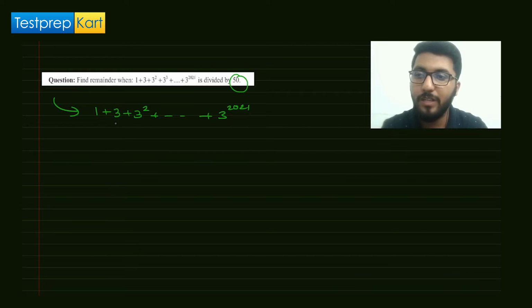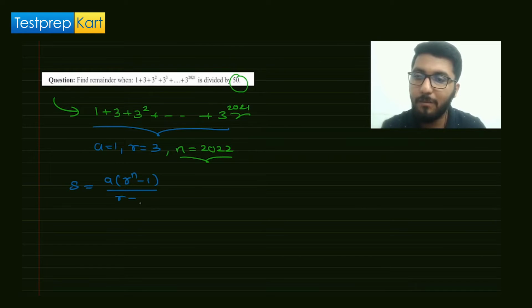So what we'll do here, you can see that this is a GP with first term equal to 1 and the common ratio 3. How many terms are there? Terms are 2022. Now I'm leaving it to you to find how to get the total number of terms. So if we go for the formula, we know that the sum is a times r power n minus 1 divided by r minus 1. So a is 1, we will have 3 power 2022 minus 1, and 3 minus 1 is 2.